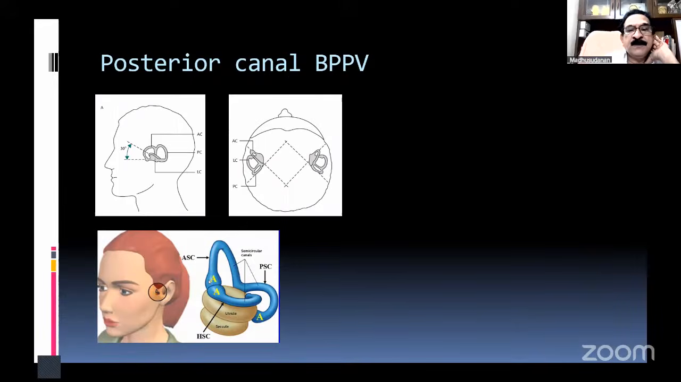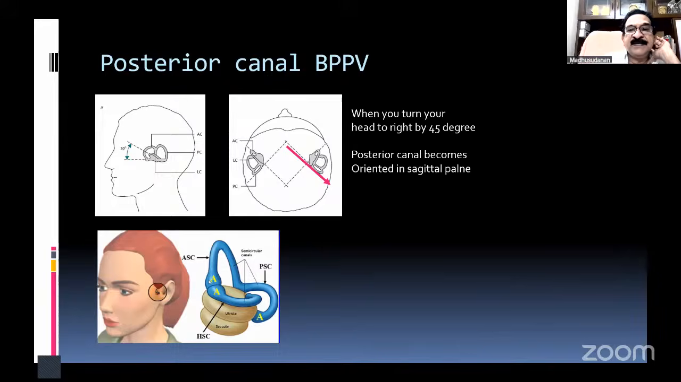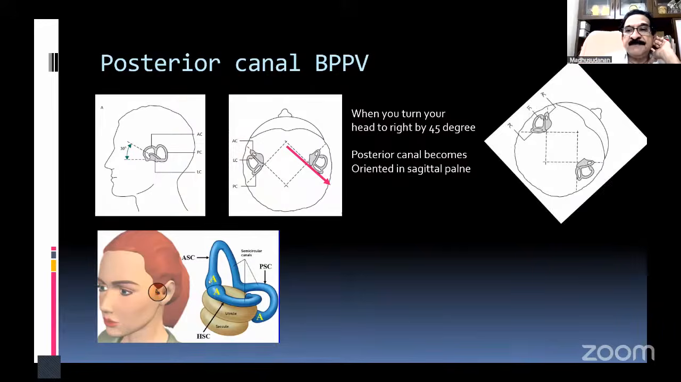The person is lying on the bed, and you are looking at the skull from behind. That is the position of the right posterior canal, right? That is now getting dislodged, the particle is getting stimulated. So this is the position of the canal. Now suppose you turn the head to the right side, 45 degrees to the right, what will happen? The posterior canal now becomes vertical. That is the orientation of the canal, because of the 45 degrees.